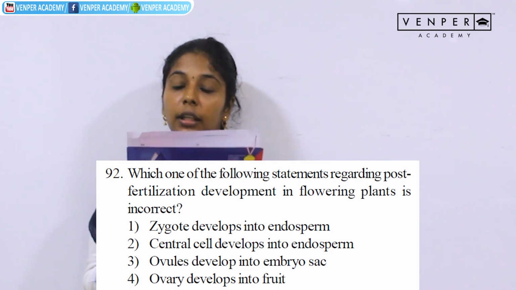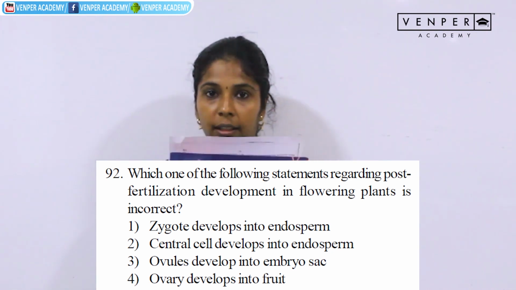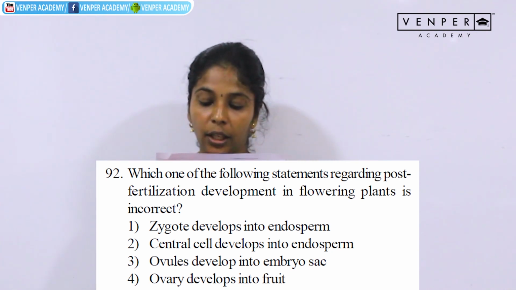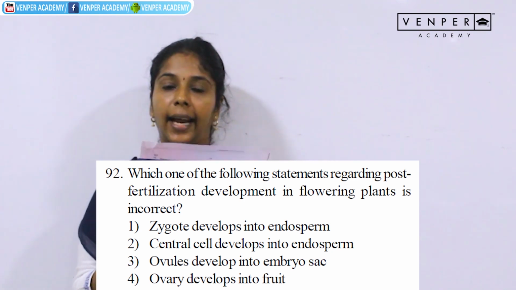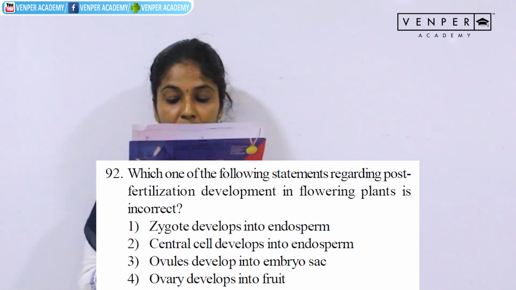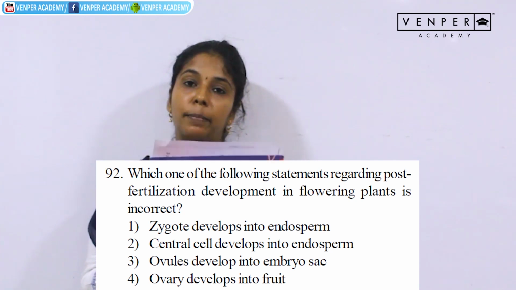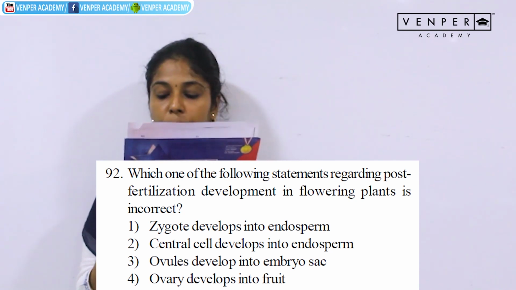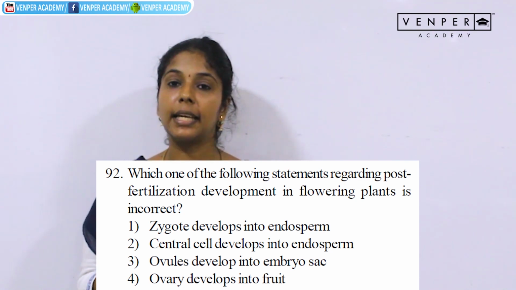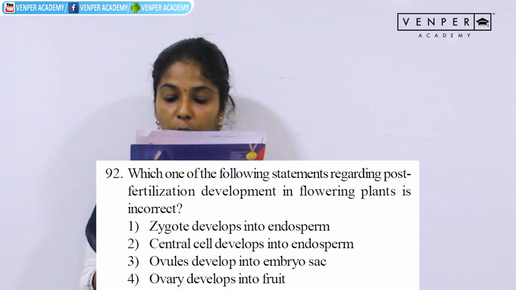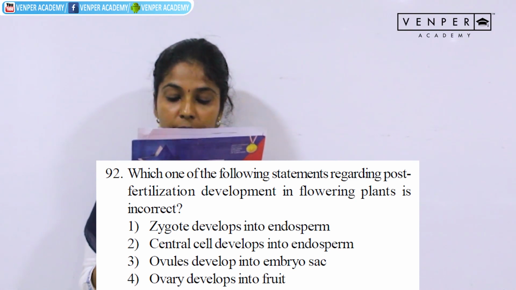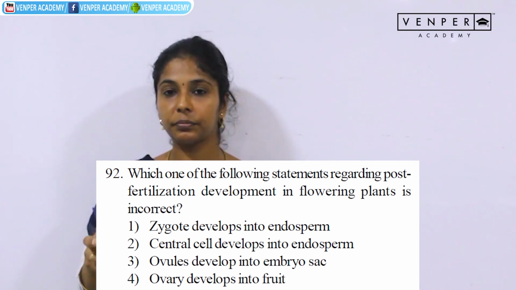Among the 4 options, 3 are correct and 1 is incorrect. The incorrect option is option 3. Ovules develop into seed and not into embryo sac. So after fertilization, ovules develop into seed, ovary develops into fruit and zygote develops into embryo. And the central cell develops into endosperm. So the wrong option is 3, ovules develop into embryo sac.